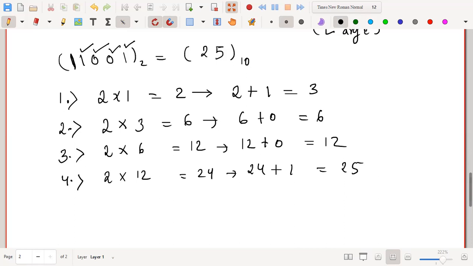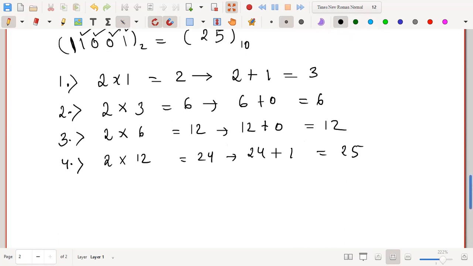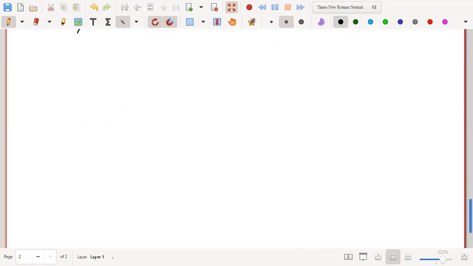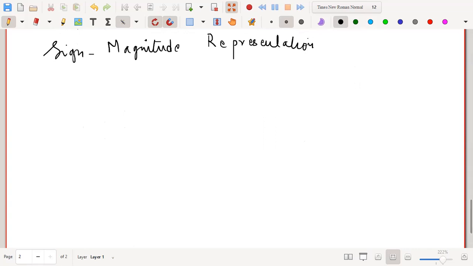Before I conclude today's session, let me first tell you another important point. We are still on binary to decimal and decimal to binary conversion. Before we go to the next conversion type, I will tell you one important topic here, that is the sign magnitude representation. I'm just writing here sign magnitude representation. This is quite interesting.